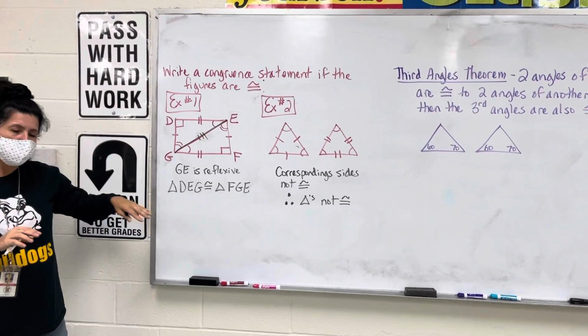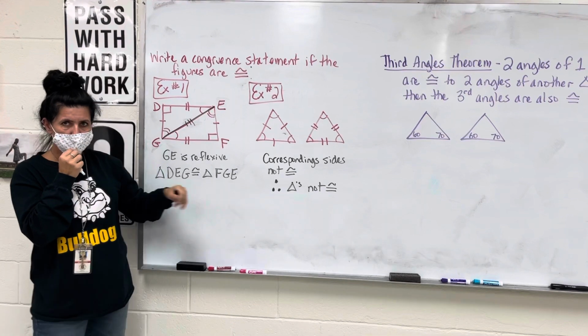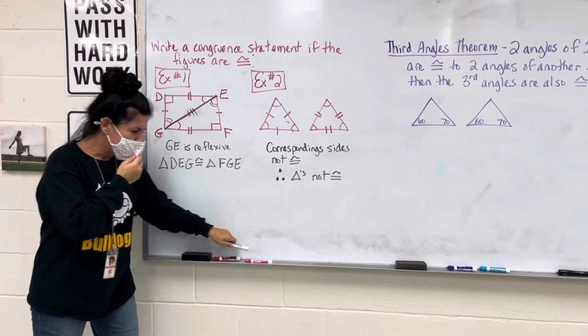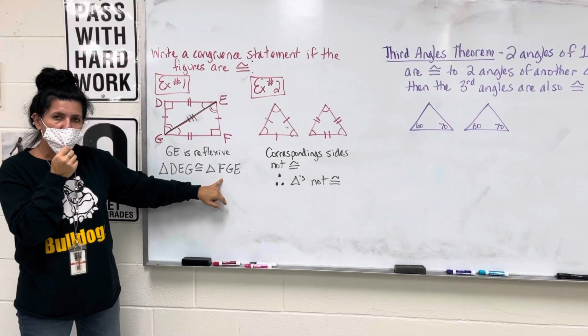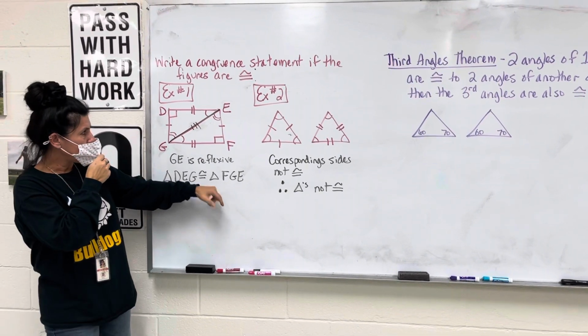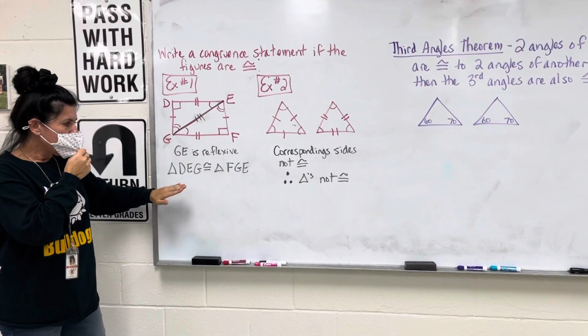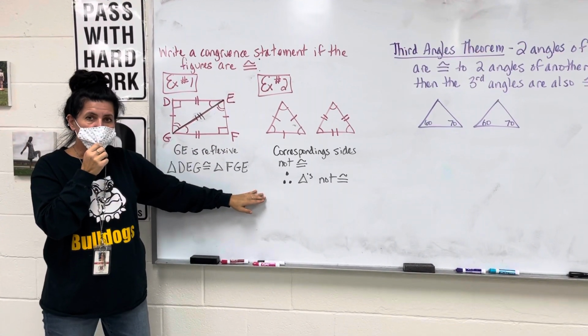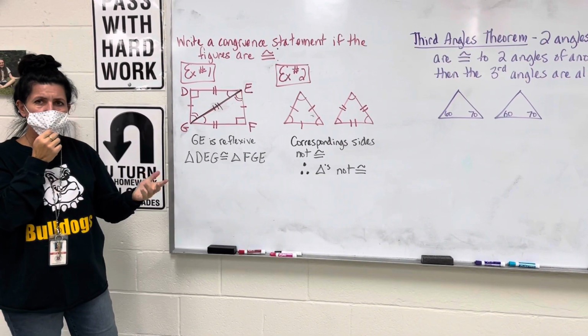Now it gets a little bit tricky to write this statement. You cannot write them in any order. The order is important because this order indicates that D and F are corresponding and congruent. You can see D and F are my 90-degree angles. There's several different ways you can write this statement and make it correct. And make sure you go in the same order.